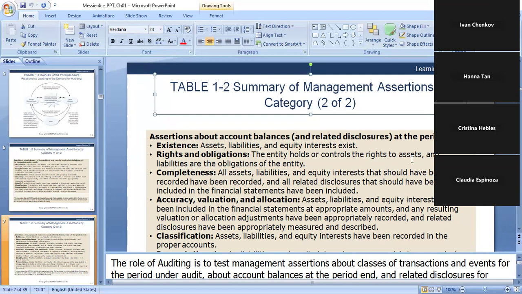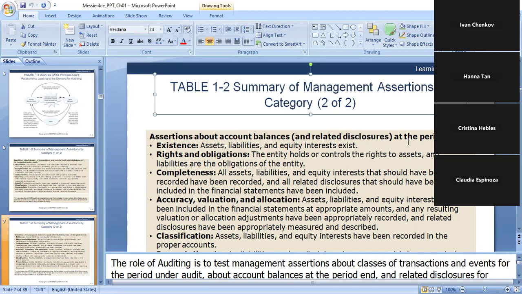Accuracy, valuation, allocation: asset, liability, equity interests have been included in the financial statements in the appropriate amount, and any resulting valuation or allocation adjustments have been appropriately recorded. So now that truck is subject to depreciation. Is that depreciation properly recorded? When it's reported in the financial statement, is it reported net of depreciation, or was the depreciation ignored and the asset is still reported at the original cost?